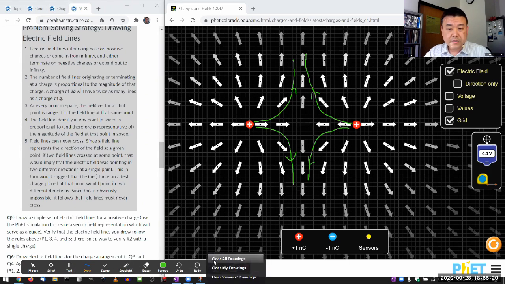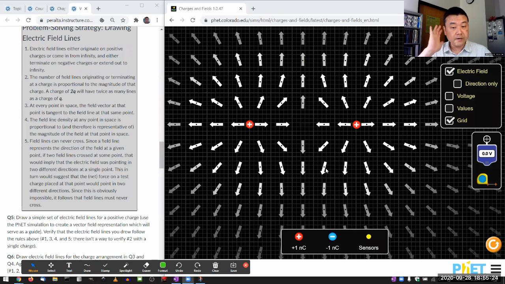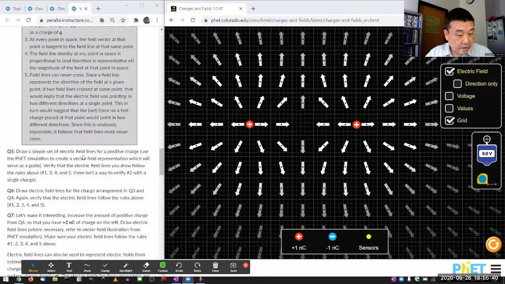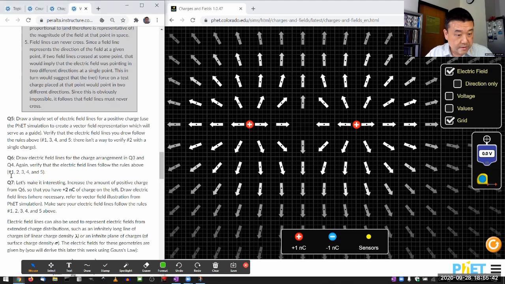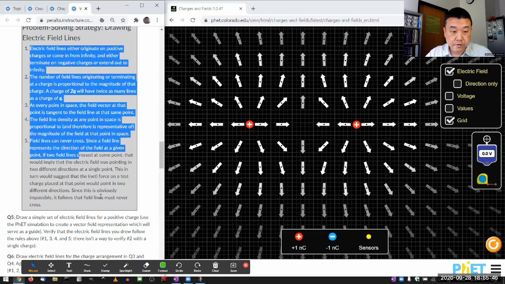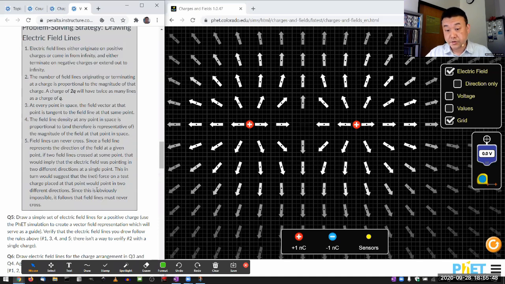These rules and conventions for drawing electric field lines are useful because they form a visual tool, a graphical tool for gaining intuition for something that is a very abstract quantity. And I can illustrate with questions 6 and 7 how these simple rules illustrate the key features.